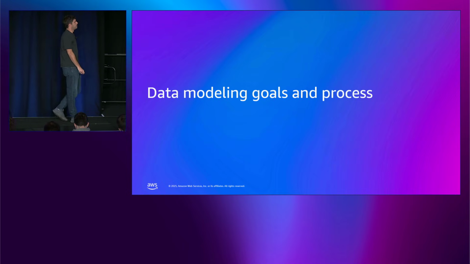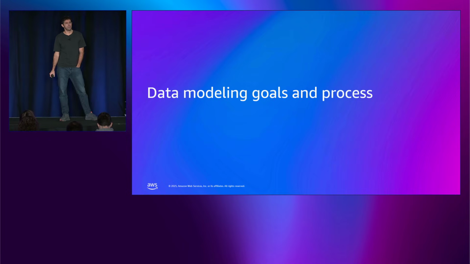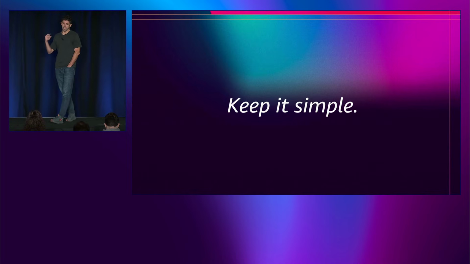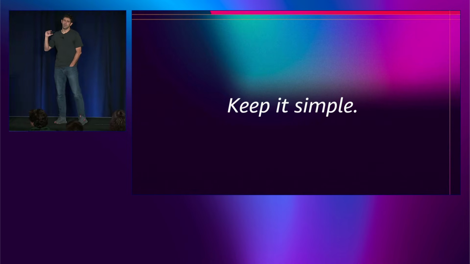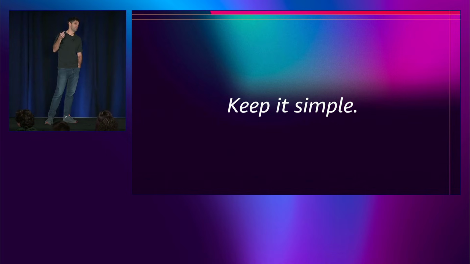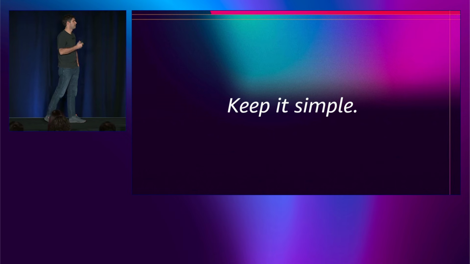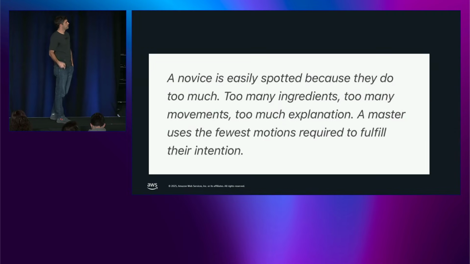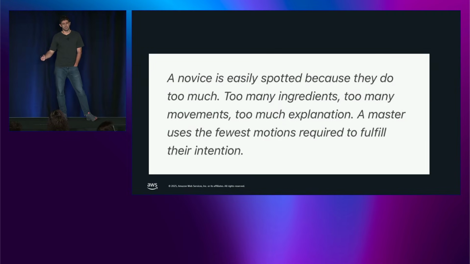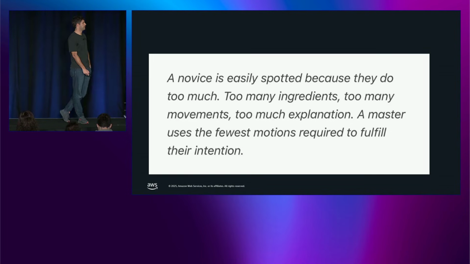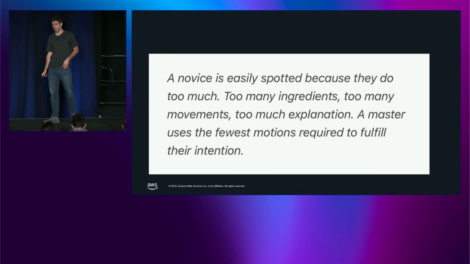All right, let's move on to some higher-level concepts around data modeling goals and process. The first thing I would say is, you want to keep it simple as much as possible. A lot of times when I see issues with people's Dynamo data models, it's just more complex than it needs to be. I was guilty of this for a long time as well. I saw this recently on Twitter: a novice does too much in a lot of different areas, and a master uses the fewest motions required to fulfill their intention. So keep it simple as much as you can.